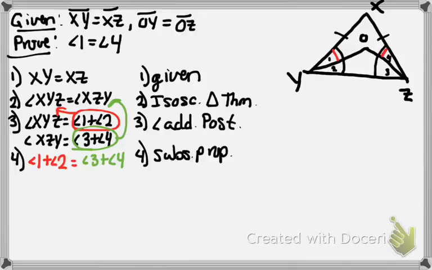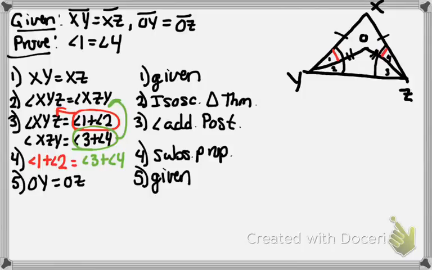Now I've gotten into that numeric form of the angles, but I need to narrow it down. I need to get rid of the 2 and the 3, so that way I'm left with just the 1 and the 4. This is where our other given comes into play. So now we're going to add that in. So we have OY is equal to OZ, given.